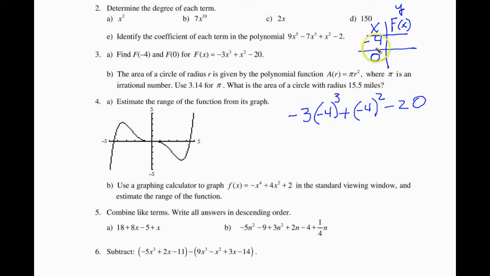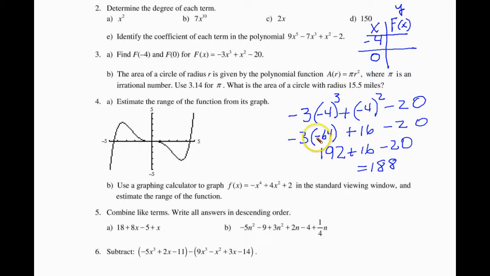So now that you've accurately substituted, you can work it. Now -4 to the 3rd power, an odd number, is going to end up being negative. And that's a -64. And times a -3. So here we have a negative times a negative. That's going to give us a positive.